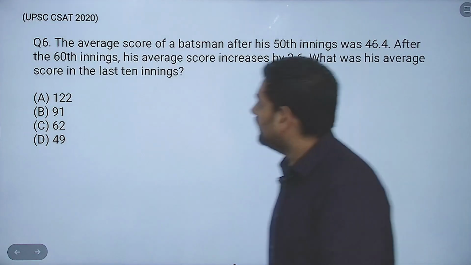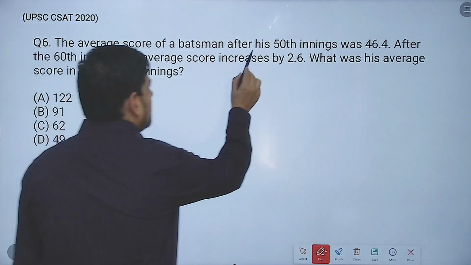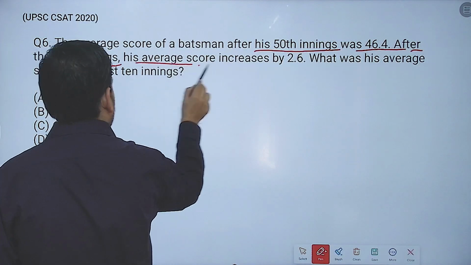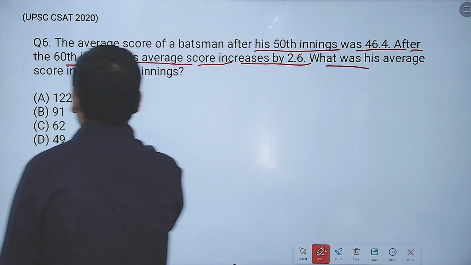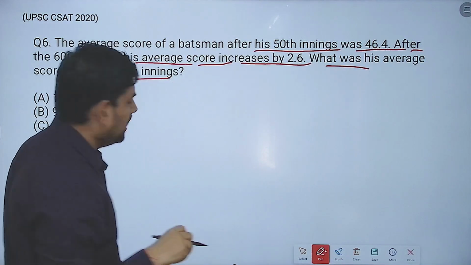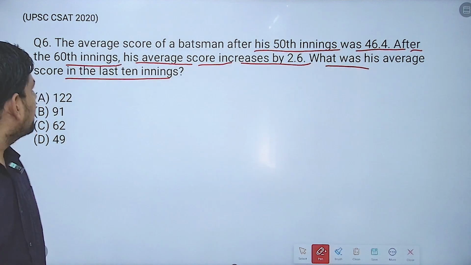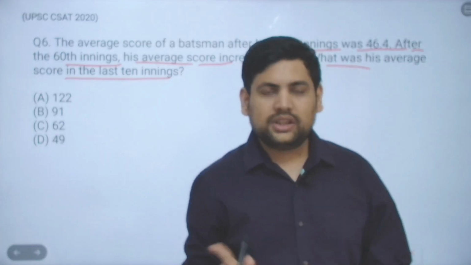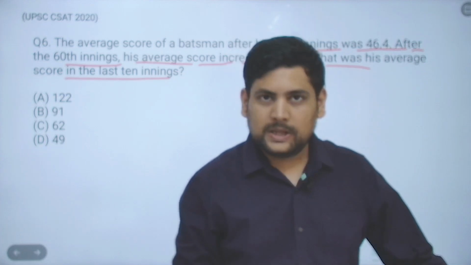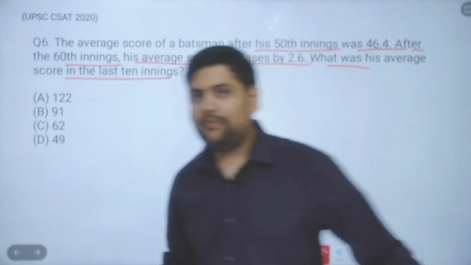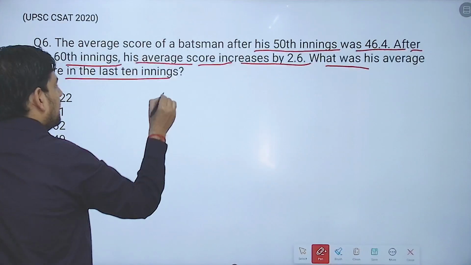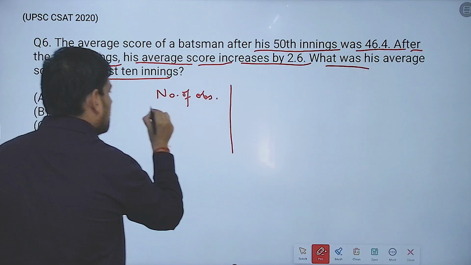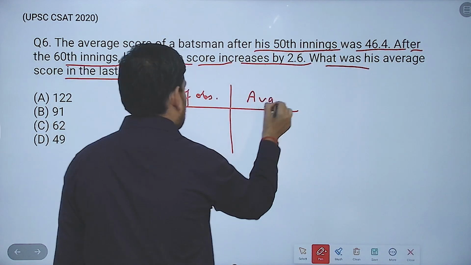Then this: the average score of a batsman after his 50th innings is 46.4. After the 60th innings, his average score increases by 2.6. What was his average score in the last 10 innings? Okay, let's see. I have already taught you this in inclusion exclusion problems. You can see the video for it. Now, I'll be using it directly. So, how we used to do this? Here we used to write the number of observations, and for that we used to write the average.